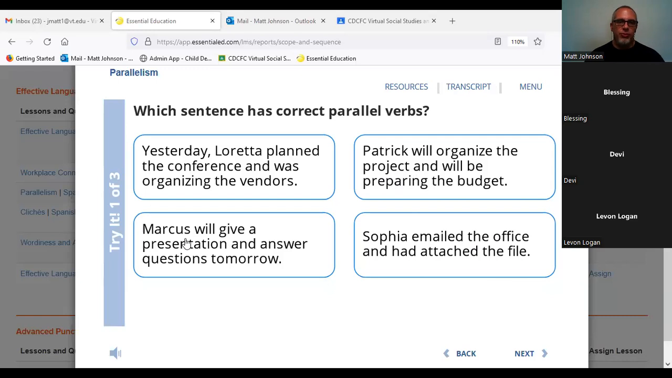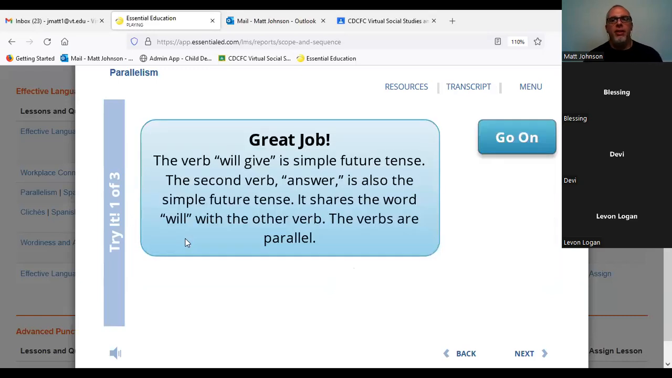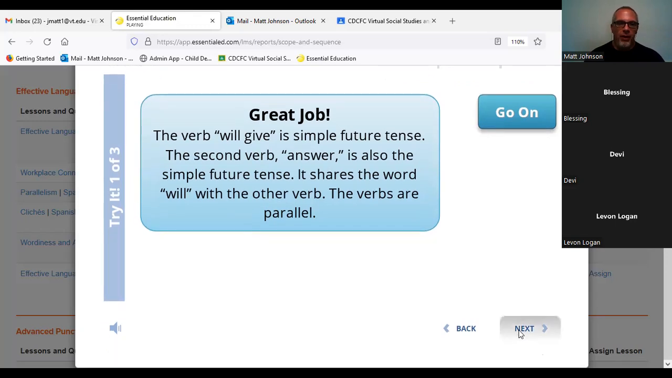But in this case, the correct one is Marcus will give a presentation. Great job. The verb will give is simple future tense. The second verb, answer, is also the simple future tense. It shares the word will with the other verb. The verbs are parallel. There we go.